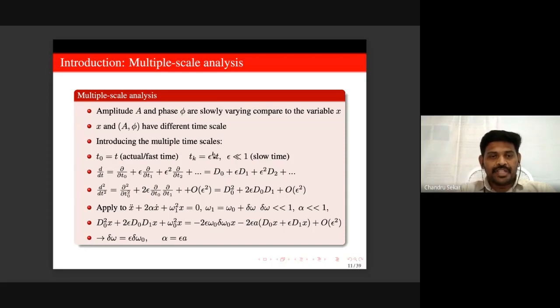systematically by introducing multi-time scales, a fast time scale and a slow time scale. Here T naught represents the actual or fast time scale, and T of k equal to epsilon to the power k t represents the slow time scale. Here epsilon is the very small parameter. The reason behind the introduction of these different time scales is that the dynamics of the original variable x is much faster than the dynamics of the modified amplitude and phase.